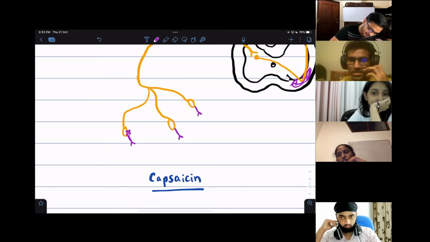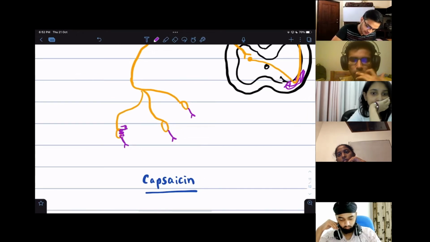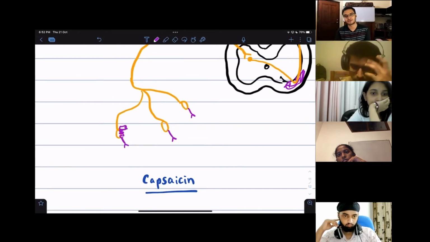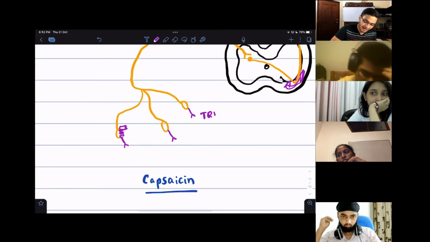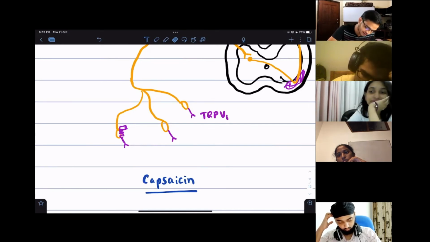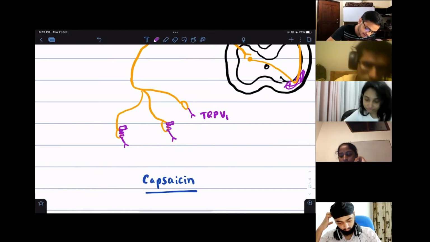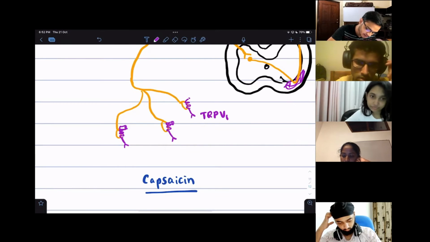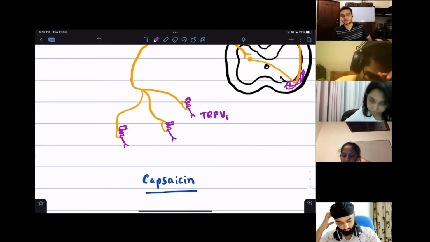So it's something like this. It goes through the membrane 7 times, and it has a calcium channel attached to it as well, right? TRPV1, remember? Transient receptor potential vanilloid. Okay, not necessary to know this receptor, but what I want you all to know is that this is the receptor that senses capsaicin as well. Okay, same receptor.